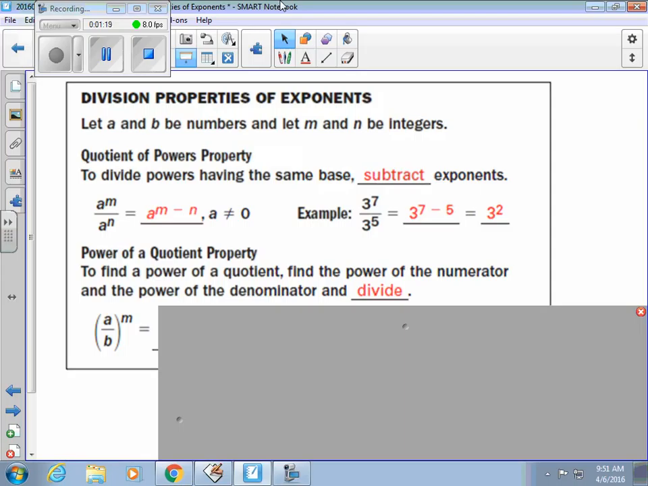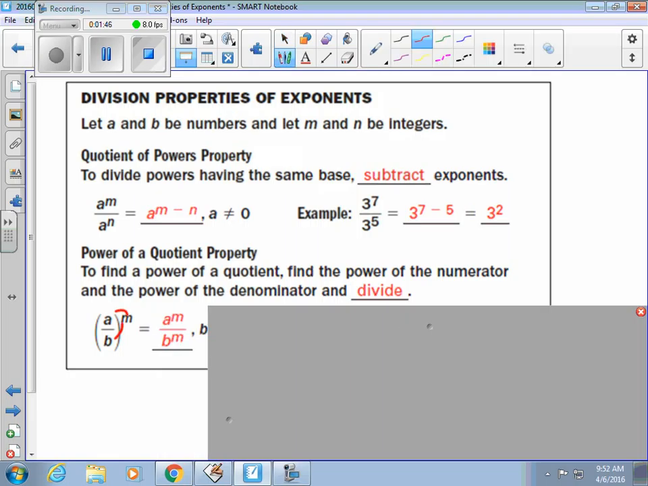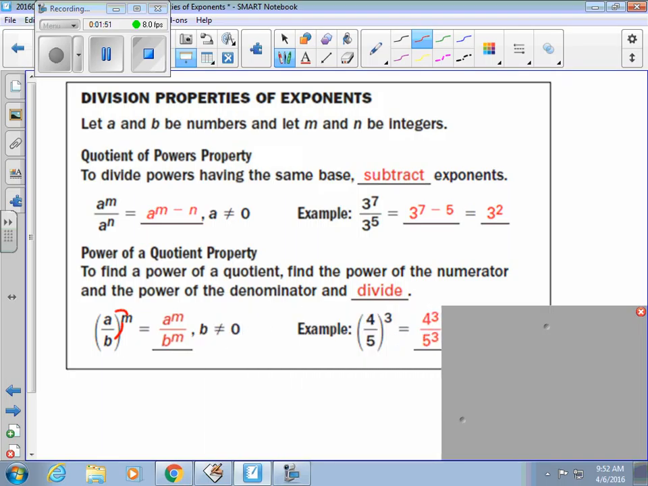The power of a quotient property is just like when we did a power to a power. Remember, we acted like it was the distributive property. You're going to distribute the exponent to both of the numbers. So (a over b) to the m, a is going to get raised to the m, and b is going to get raised to the m. So that looks just like what we did. This is really simple. So the example, (4 over 5) to the third, 4 is being raised to the third, and 5 is being raised to the third. So simple.